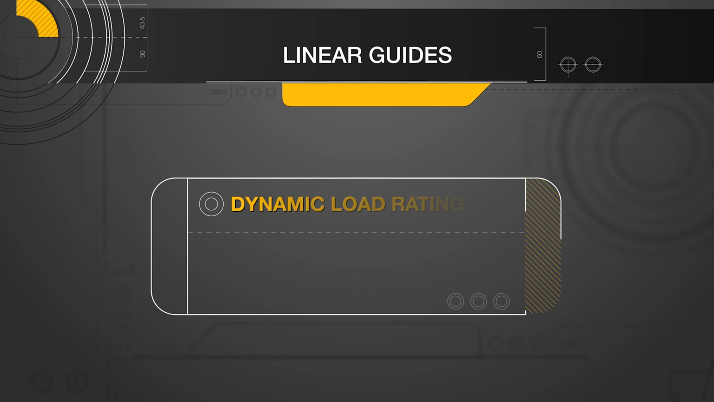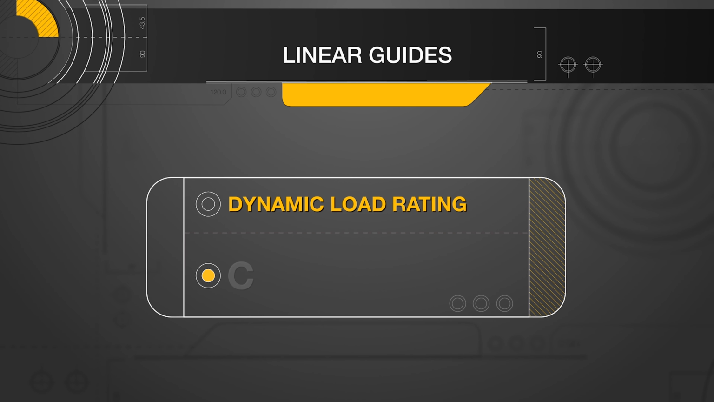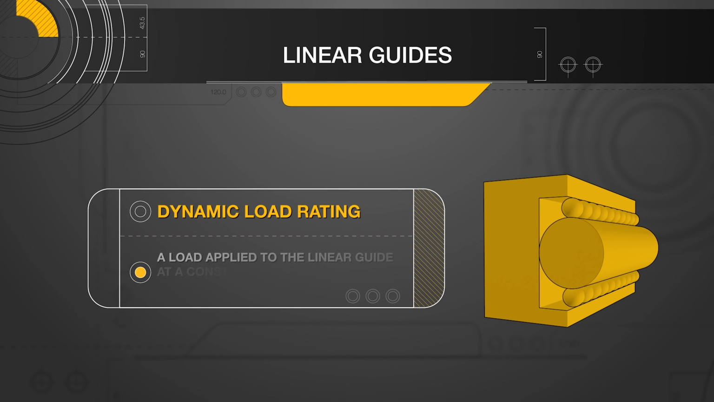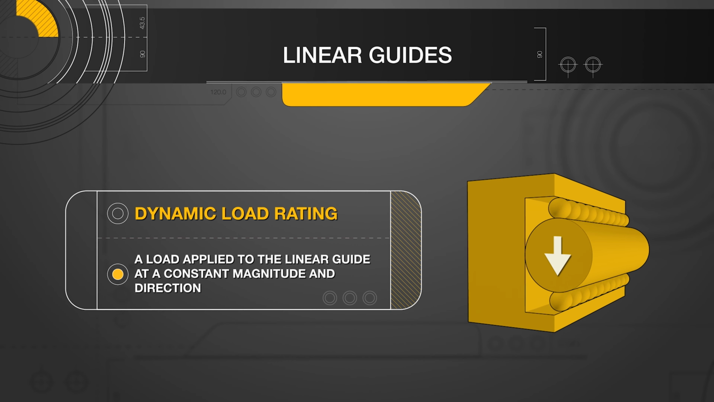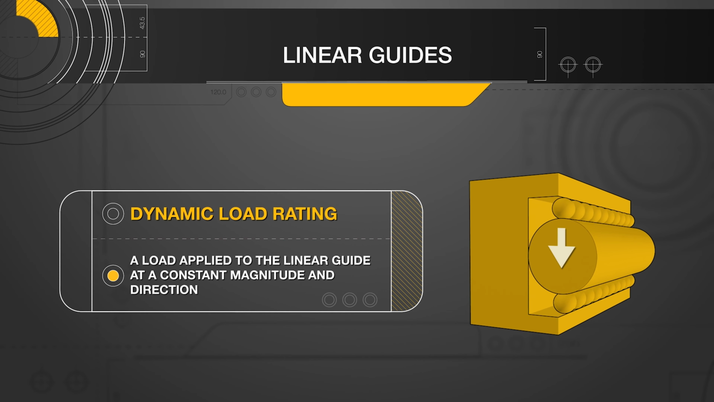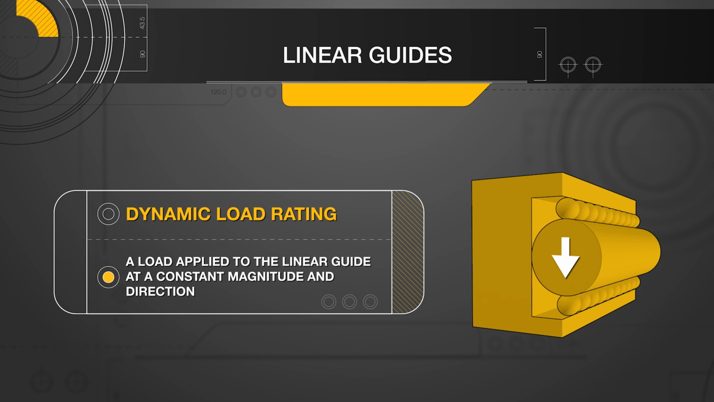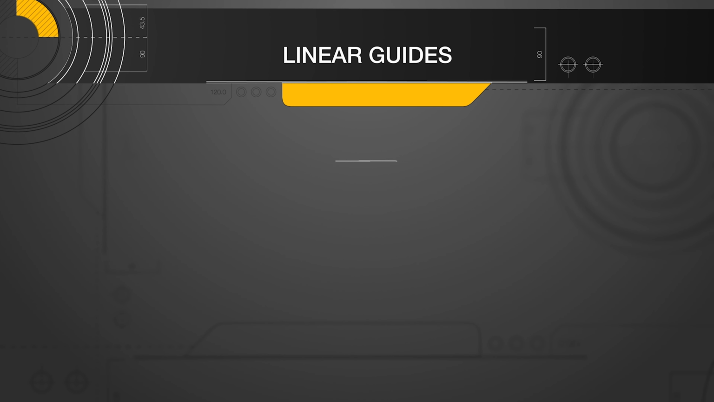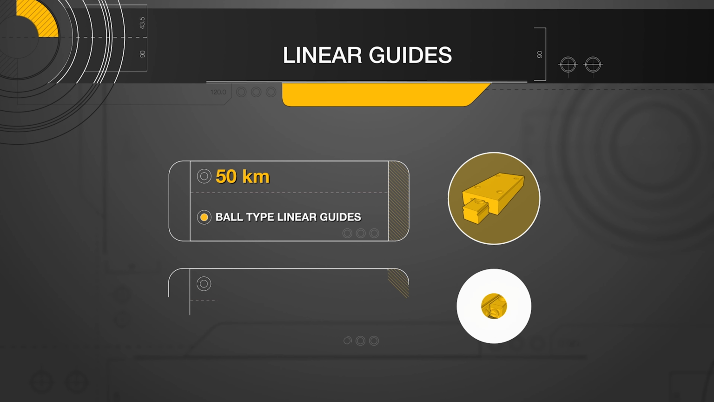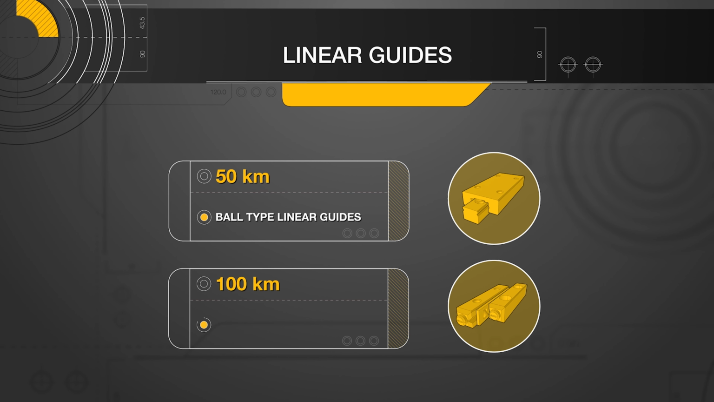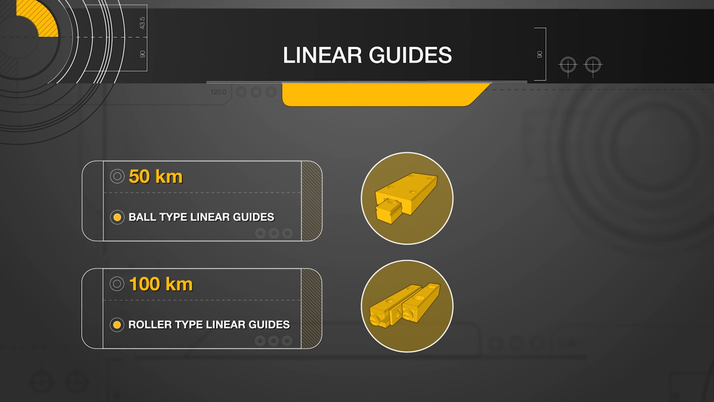The second load rating is the basic dynamic load rating. Denoted as C, it is a load applied to the linear guide at a constant magnitude and direction at which the nominal life of the linear guide is expected to be a fixed given travel distance. This travel distance is typically defined as 50 kilometers for ball-type linear guides and 100 kilometers for roller-type guides. However, this may vary by manufacturing region, so the designer should verify with the manufacturer when comparing linear guides.